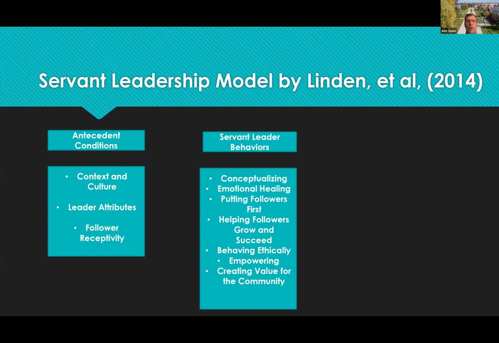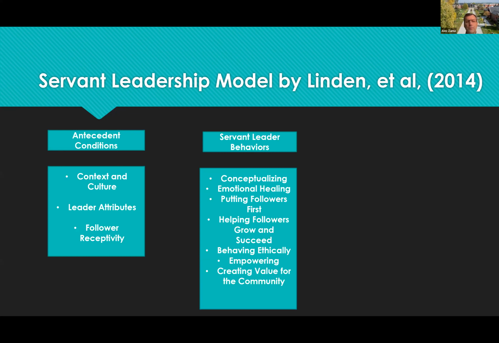So we have to understand, because probably servant leadership will not work in a market-oriented organizational culture, but might work better in an organization that is more collegial. So understanding the culture, or the context, is important.